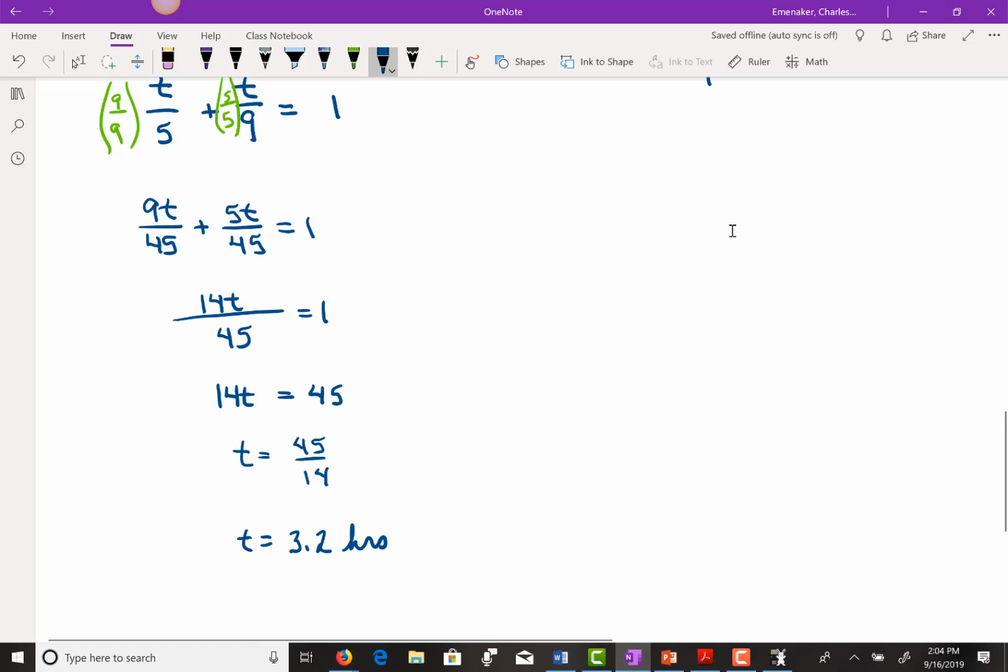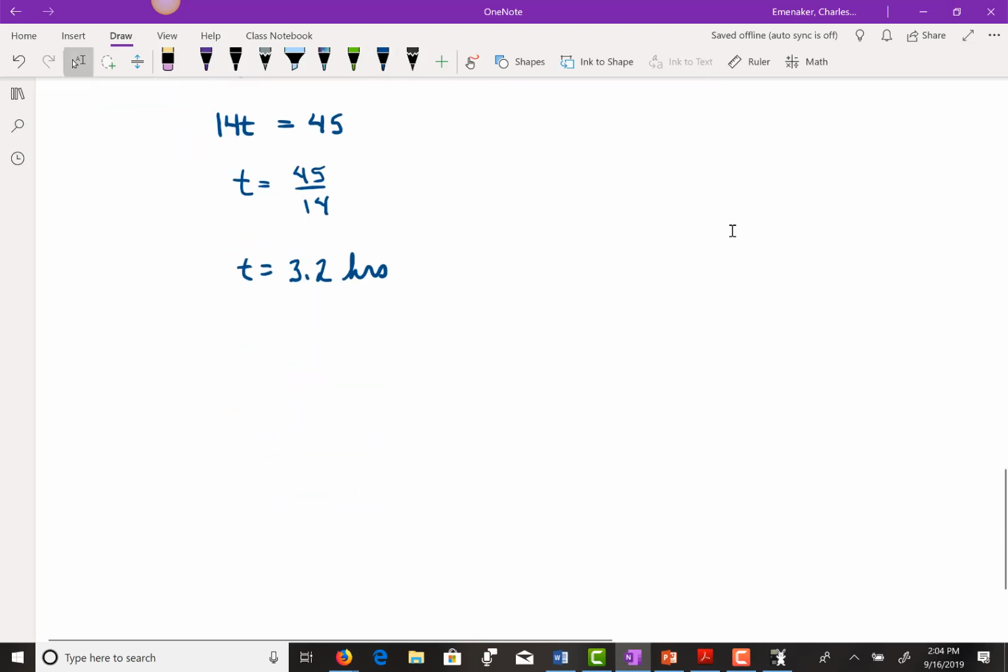Okay, here comes the tricky part. It's over 3 hours, isn't it? So the 4-hour estimate was a pretty good one. 3.2 hours. Does that mean 3 hours and 20 minutes? No. How many minutes are there total in an hour? 60. So to get the minutes, we're going to take the 0.2 times 60, which is going to be 12 minutes.